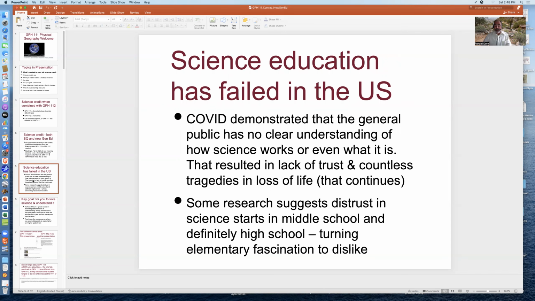The structure of this class is based upon the premise that science education has failed in the United States. The COVID pandemic demonstrated that the general public has no clear understanding of how science works or even what it is. And that resulted in a lack of trust, in countless tragedies and loss of life, and in disabilities that continue today. Some research suggests that distrust in science starts in middle school and definitely in high school, turning a fascination that we all had in science in elementary school to dislike.